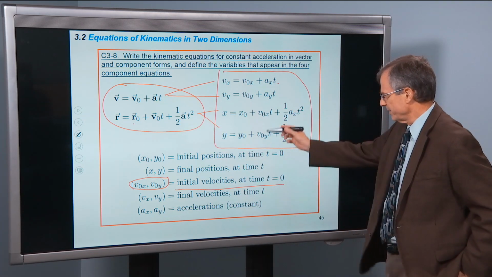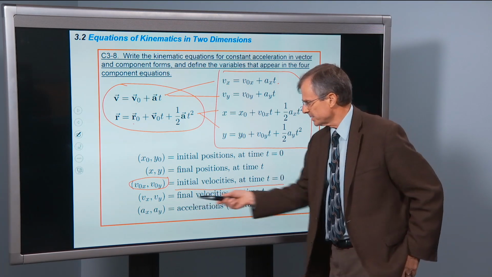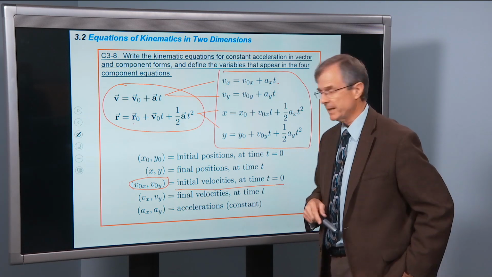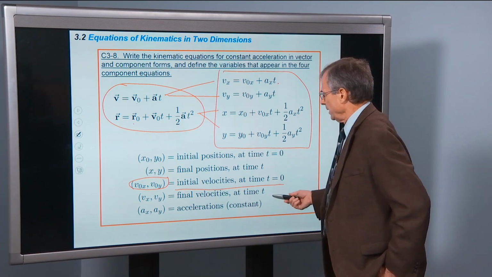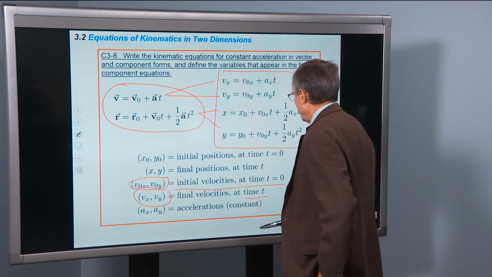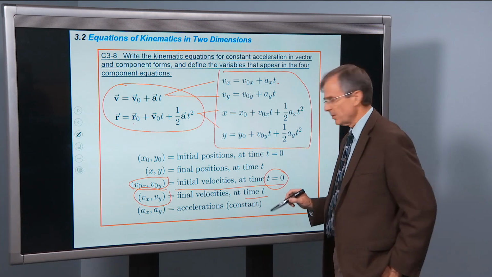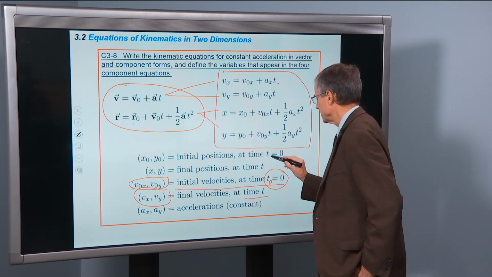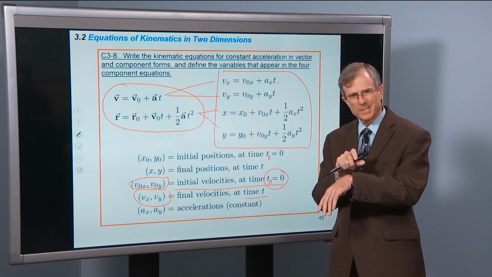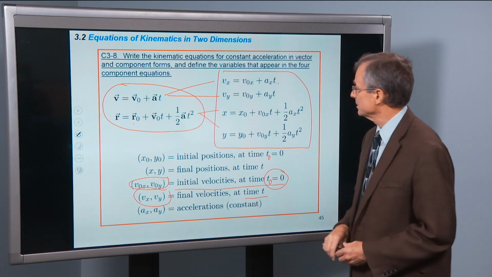And here are the definitions of all of the bits and pieces. The accelerations ax and ay are assumed to be constant. We assumed that in the derivation. These are the 2 final velocities at time t. The initial velocities are at time t equals 0, or t naught equals 0. Either way, that's when you start your stopwatch at 0. You zero out your stopwatch, and the initial and final positions.